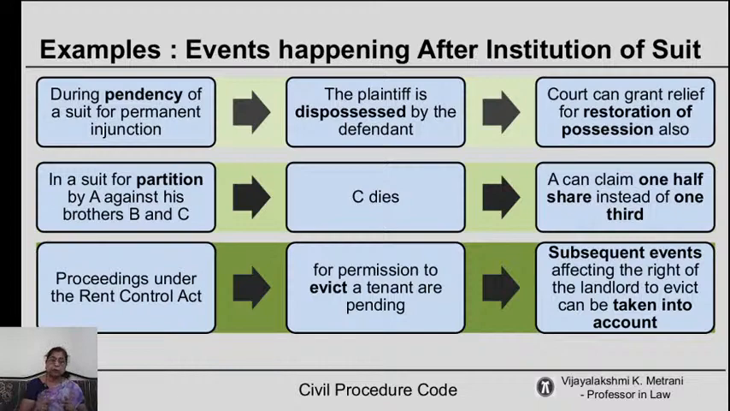So there is a proceeding going on. It is pending for permission to evict a tenant. Okay, he wants to evict a tenant.